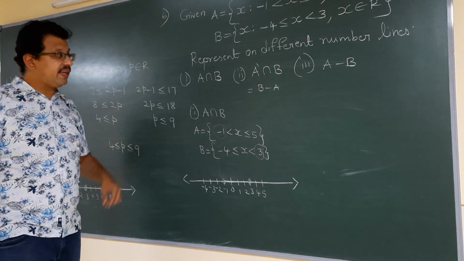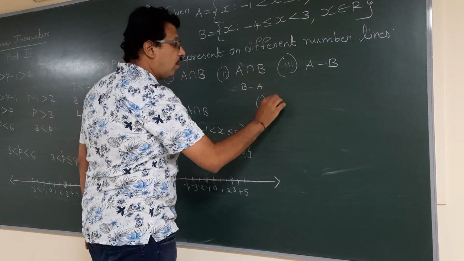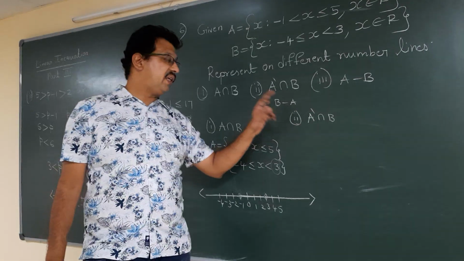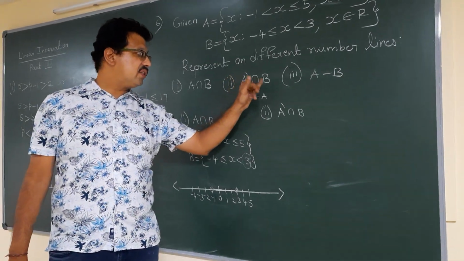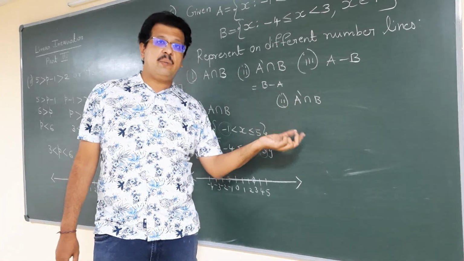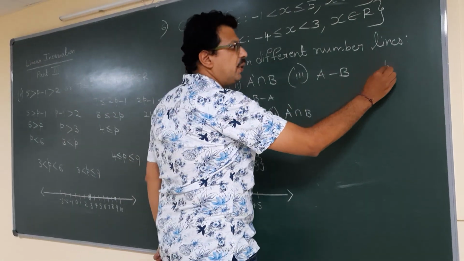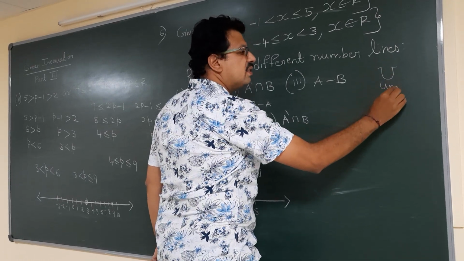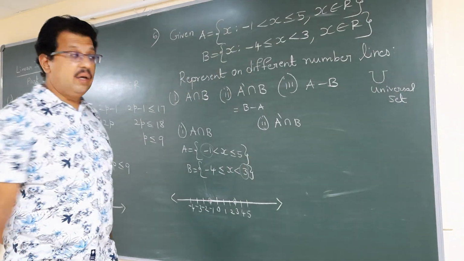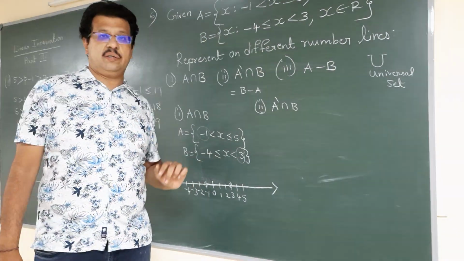Next is the second problem. You need to be very careful in doing this type of sum. That is A complement intersection B. First of all, I would like to say how it is B minus A, because A complement means the elements which are not present in A but present in the universal set. Universal set means the set which is a bigger set. You should know this very well. This is called the universal set. You have already learned about sets in your lower classes. So A complement means elements which are not present in A but present in the universal set.